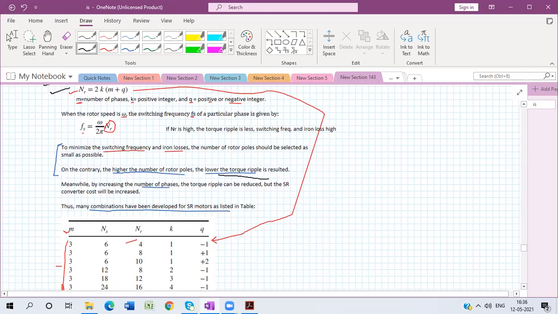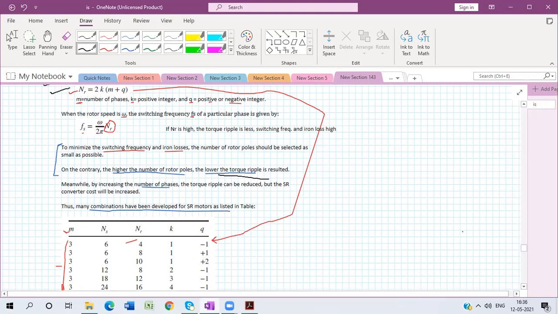The drawback of the SRM is what? The torque ripple is the main drawback of this SRM. The second drawback is vibration, and the third drawback is noise. So mainly there are three drawbacks of this motor.